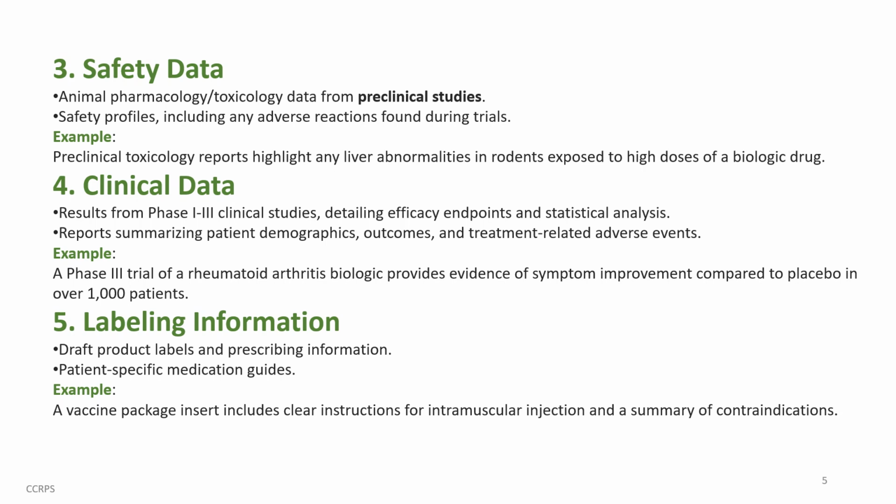Clinical data: results from phase 1 to phase 3 clinical studies detailing efficacy endpoints and statistical analysis. Reports summarizing patient demographics, outcomes, and treatment-related adverse events. A phase 3 trial of a rheumatoid arthritis biologic provides evidence of symptom improvement compared to placebo in over 1,000 patients. Labeling information: draft product labels and prescribing information, patient-specific medication guides. A vaccine package insert includes clear instructions for intramuscular injection and a summary of contraindications.